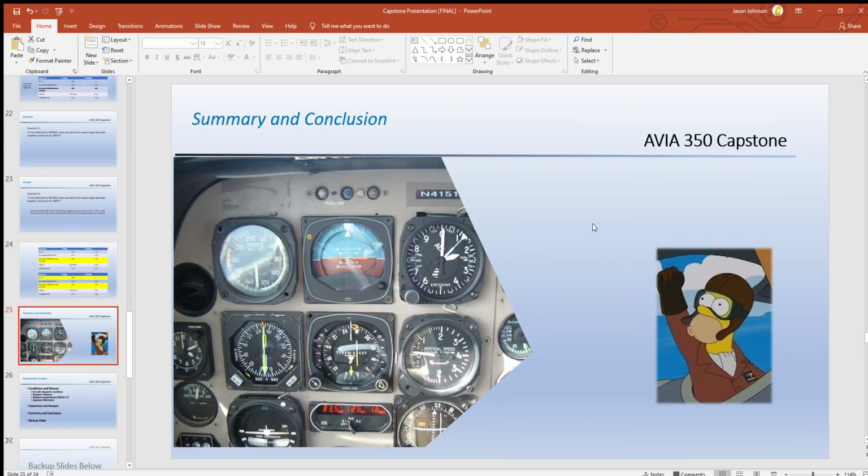So the summary and my picture of Homer, because I'm a huge Simpsons fan. I try to sneak a Simpsons picture in any presentation I do. So there's an episode where Homer was flying an airplane.